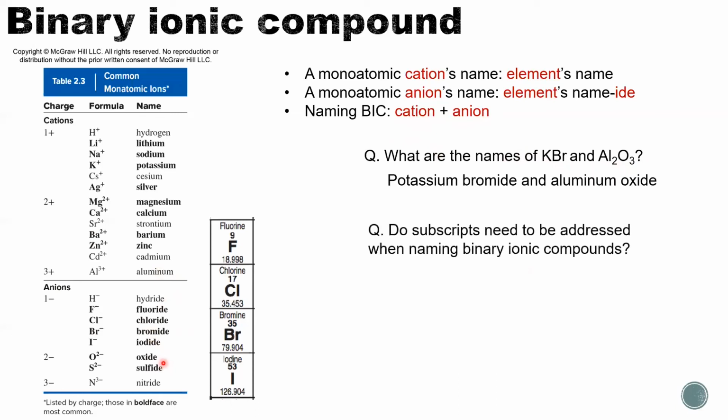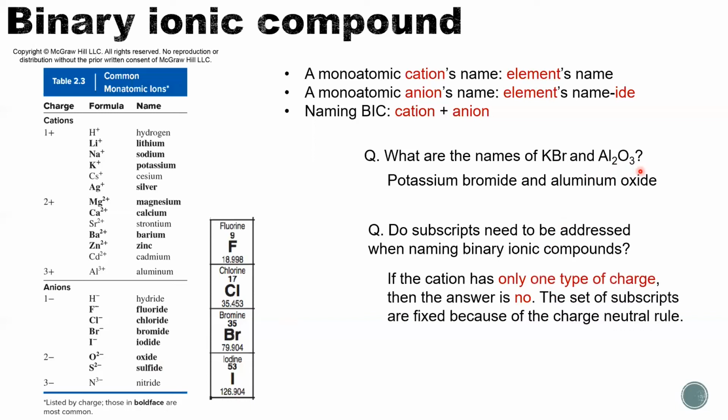So, do subscripts need to be addressed when naming binary ionic compounds? For aluminum, we have 2 and 3 in subscripts. The answer is it depends. If the cation has only one type of charge, for example, potassium only has +1, aluminum only has +3, then we don't need to address the subscript, because the subscripts will be fixed once the charge of the cation is fixed.